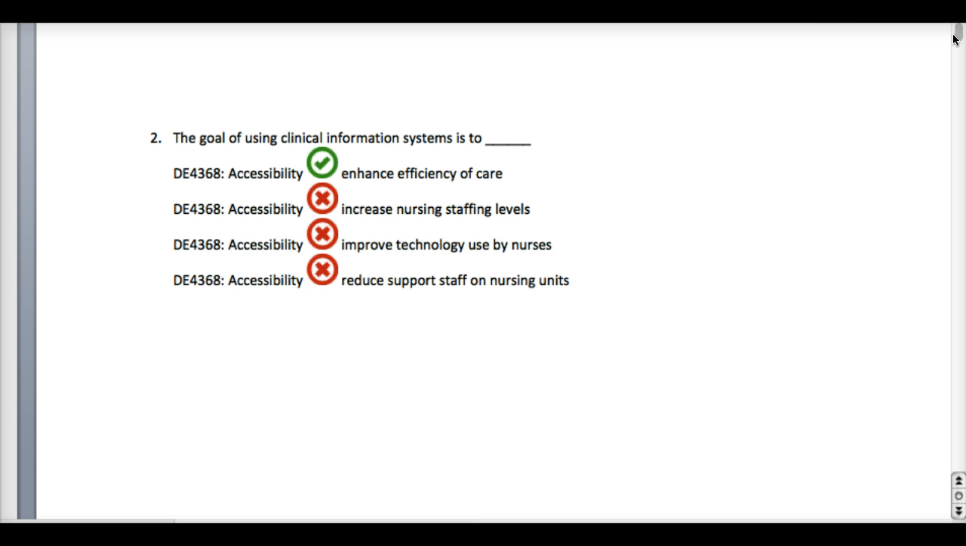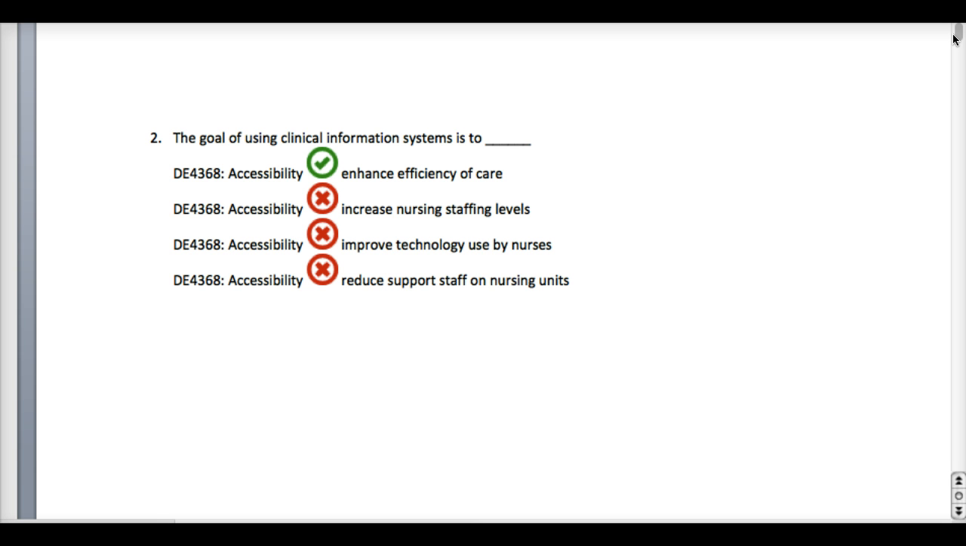The goal of using clinical information systems. So let me think about what the goal may be. It certainly would be to increase patient safety and increase efficiency. We've already talked about some of that in the threaded discussions. It would be to eliminate some of the errors that may occur, to improve communication. So let's take a look and see if any of these answers relate to what I thought a clinical information system is. Enhance efficiency of care. Well, that certainly is an appropriate answer for a clinical system.